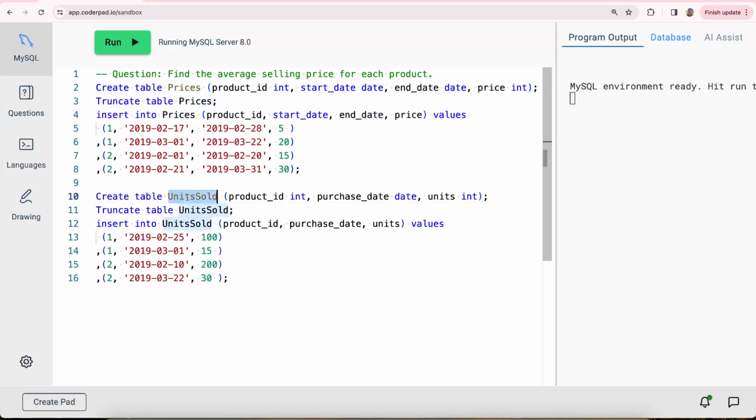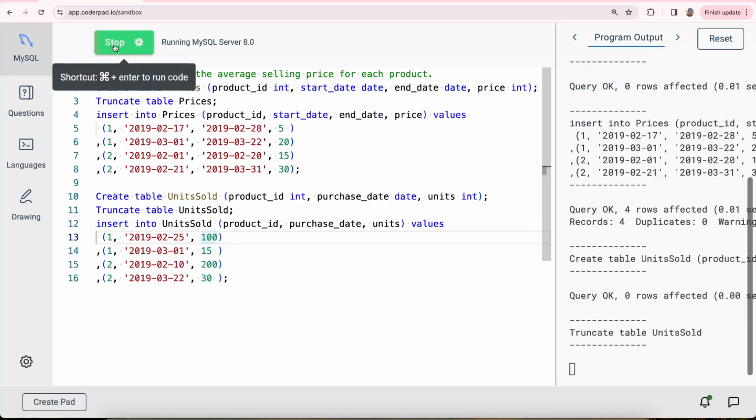When it comes to the units sold table, for every product ID we have the purchase date and how many units got sold. There can be duplicates in the table. For the same product on the same day, different units or the same units can be sold. So first, let's create the table.